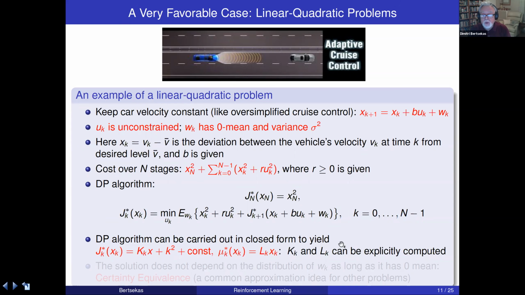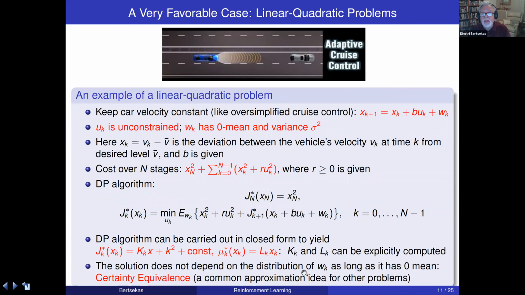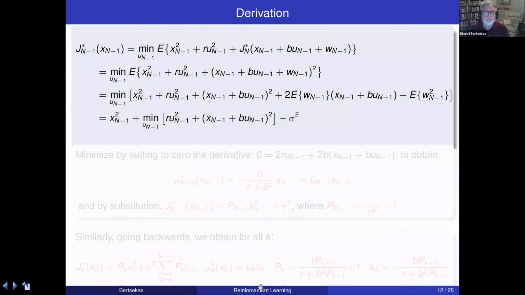So it's a very nice closed form solution, a particularly nice form of policy. And moreover, the solution does not depend at all on the distribution of the disturbances, as long as it has zero mean. It depends only on the mean, which is zero. This is called certainty equivalence. The result remains unchanged if you replace an uncertain quantity by its mean. And this is a common approximation idea. It's exact for linear quadratic problems, and it's used as an approximation in other problems. So let's derive this result.